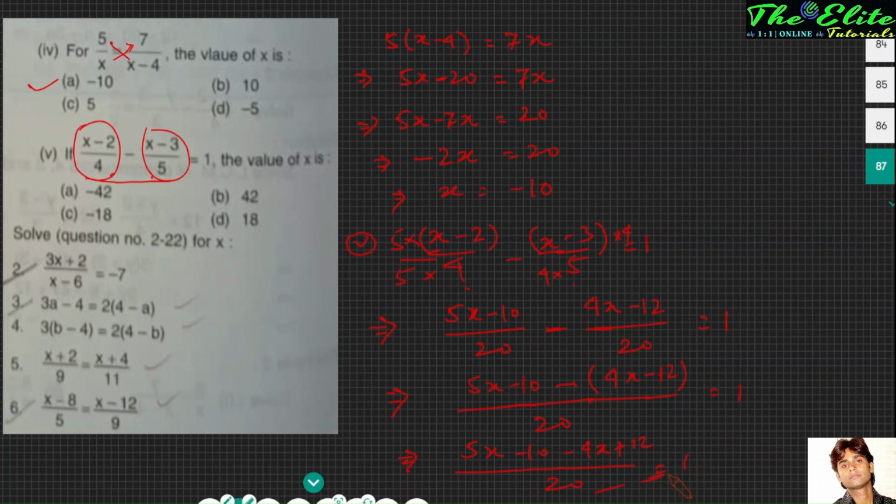Now this 20 will go over there, and this will give you x plus 2. So x plus 2 on the top by 20 is going to be 1. So x plus 2 is going to be 20, and x is going to be 20 minus 2, that is 18. Is 18 there as an option in the question? Yes, it is correct. So like that you can find the answers.